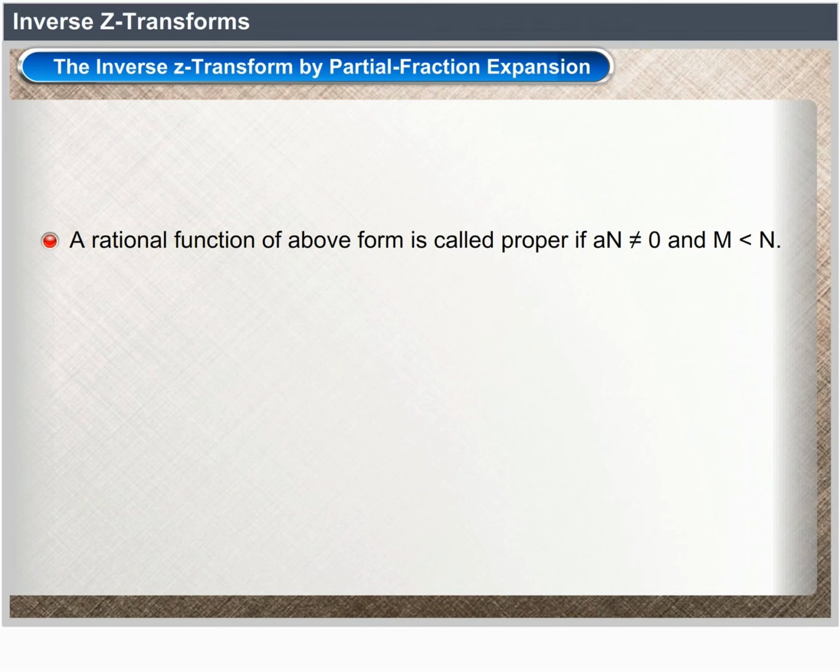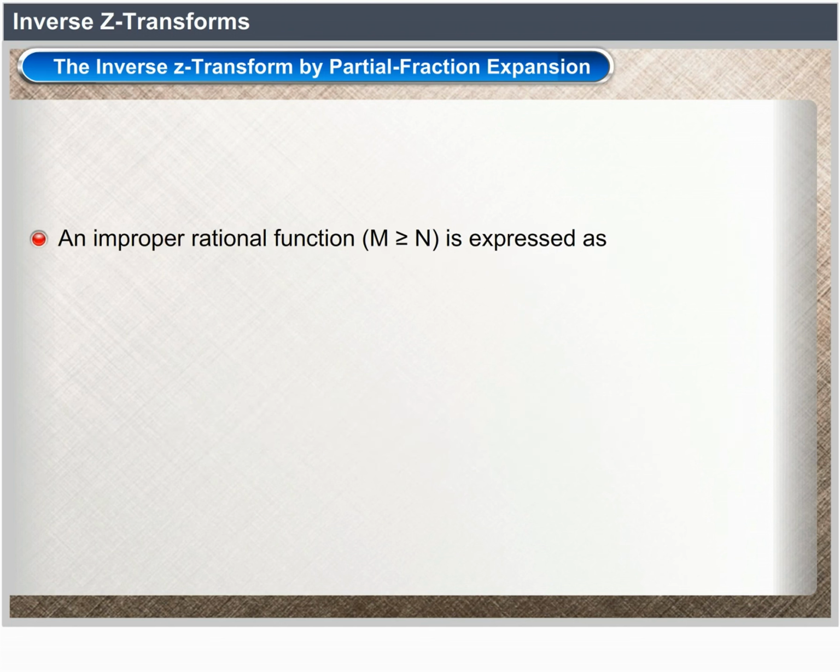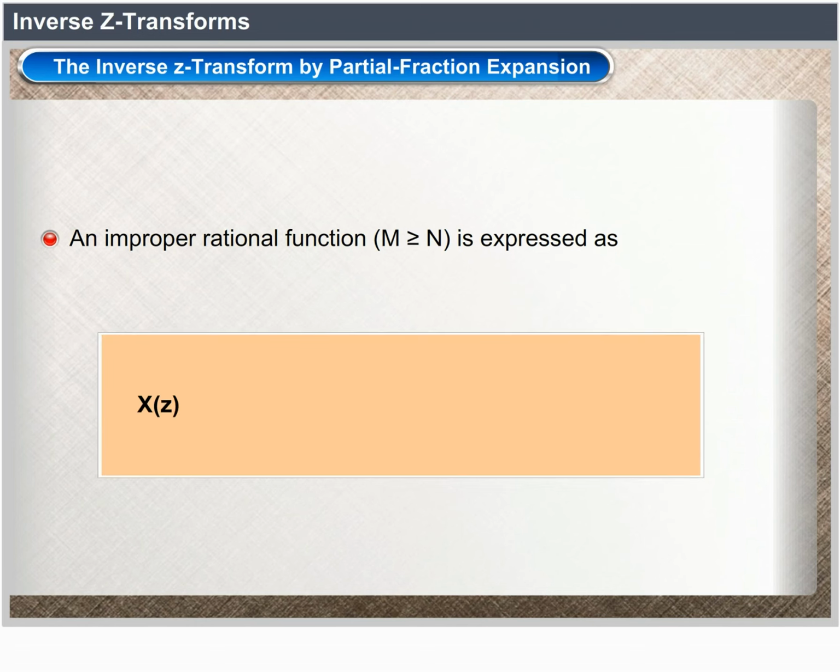An improper rational function, m greater than or equal to n, can always be written as the sum of a polynomial and a proper rational function. An improper rational function, m greater than or equal to n, is expressed as X(z) = N(z)/D(z) = c0 + c1 z^(-1) + etc. + c(m-n) z^(-(m-n)) + N1(z)/D(z).